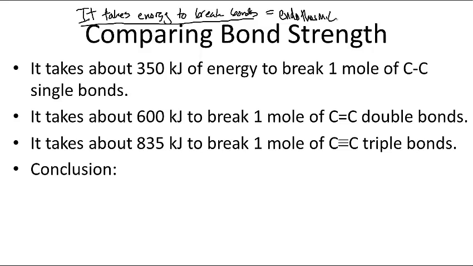All right. So if I wanted to break a mole of CC single bonds, it would take about 350 kilojoules of energy. It takes about 600 kilojoules to break 1 mole of CC double bonds and 835 kilojoules to break 1 mole of CC triple bonds. Now you notice that that's not a linear progression, right? It jumps from 350 to an extra 250 and then an extra 235. We're going to get into how these are actually aligned when we talk about the orbitals, but what you need to take away is it takes much more energy to break a triple bond than a double bond and a double bond than a single bond.